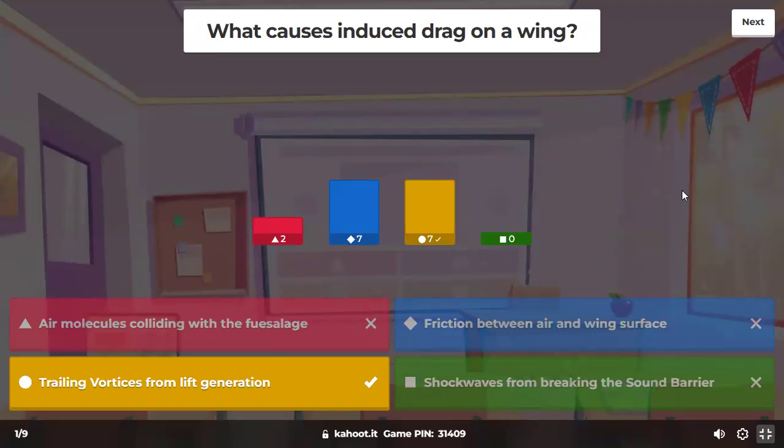So induced drag is all that displaced air that's pulling the plane back, pulling the wings back. That's what induced drag is. Friction between air and the wing surface is another type of drag. It's a type of parasitic drag. It's the friction between the air itself and whatever material you decide to build it with. It builds up across the wing. So that's where you get those vortices at the very tips of it.